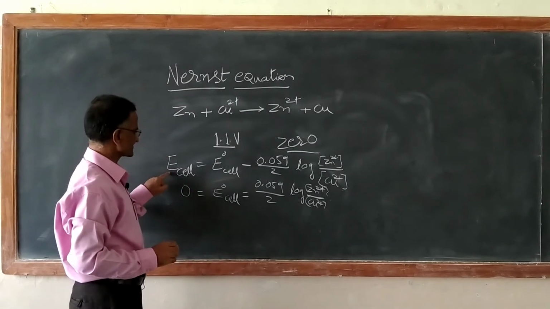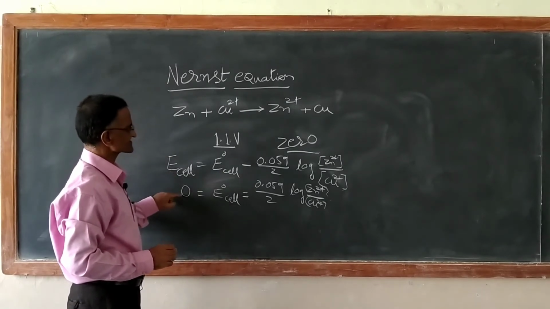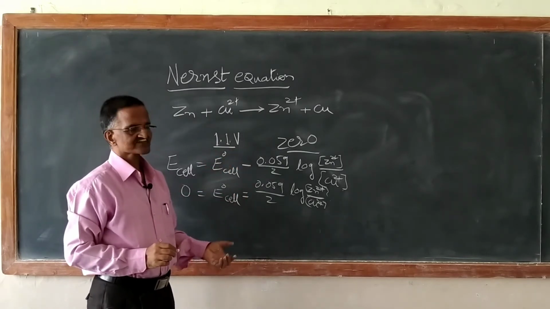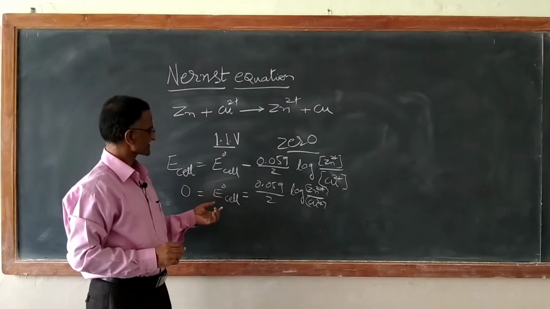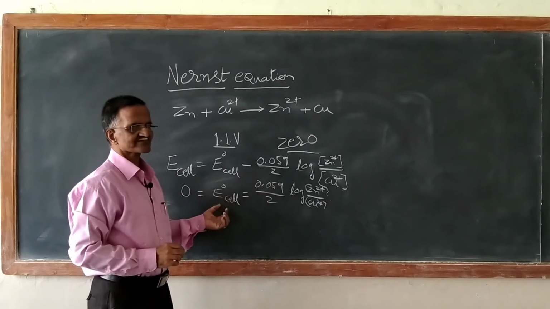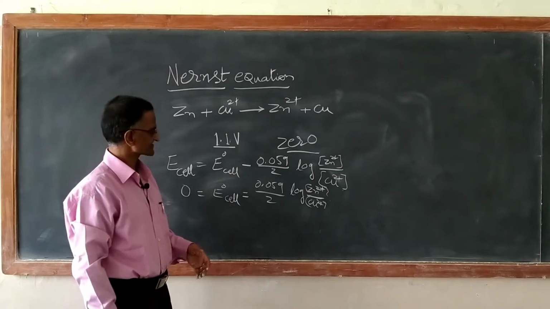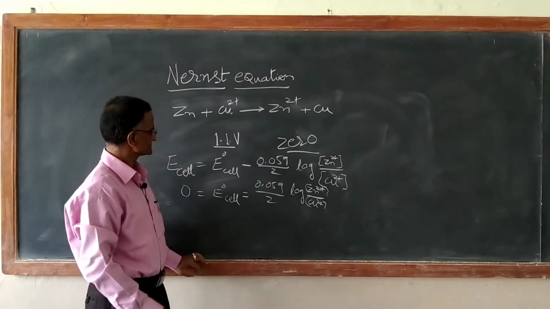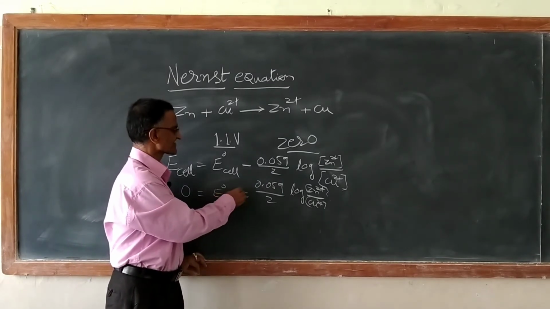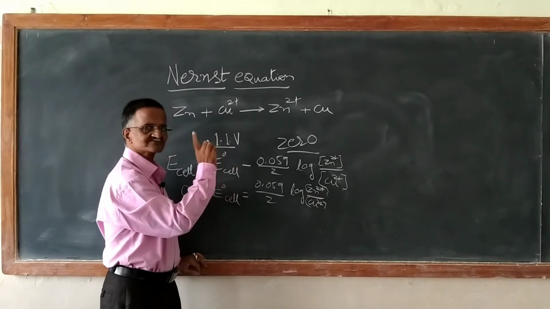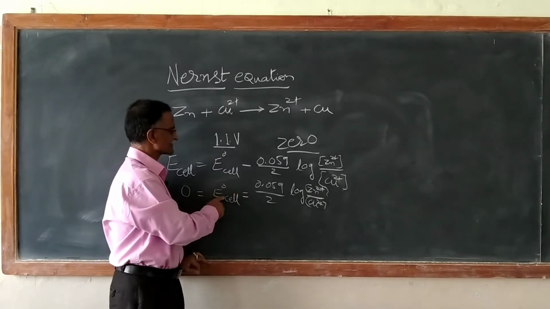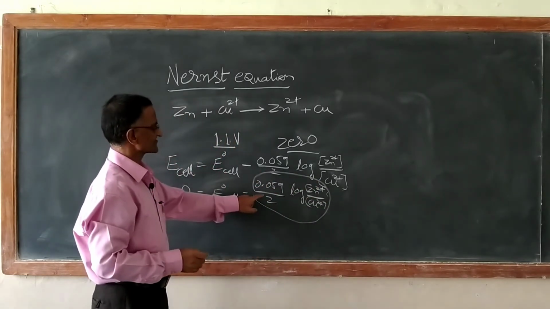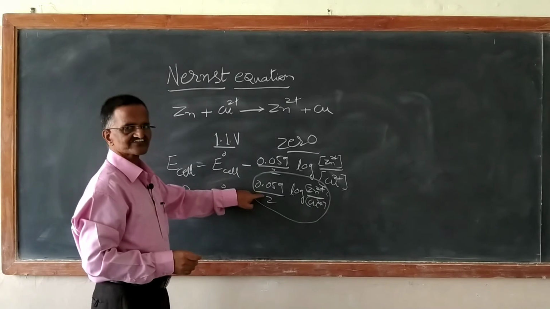So once I don't get any voltage from the cell, 0, that means your electrochemical cell has reached a state of equilibrium. Once it has reached equilibrium, now I can make use of this relation for a different purpose. What is that different purpose? E inert cell I know, that means 1.1 volts. That is there with me. Now, what is this value? That is not giving any voltage. This is equal to that value.